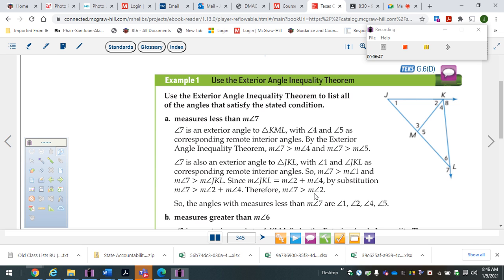Which is pretty cool, because now we know that this one, angle 7, is a remote exterior angle for these two, 4 and 5. So it means automatically angle 7 is greater than 4 and 5. And then we know, since it's an exterior angle for this big triangle, it has to be greater than angle 1, and it has to be greater than this 2 and 4 together. But we already stated that 4 was smaller, so we're going to just state that 2 is smaller. That makes sense. Pretty cool.